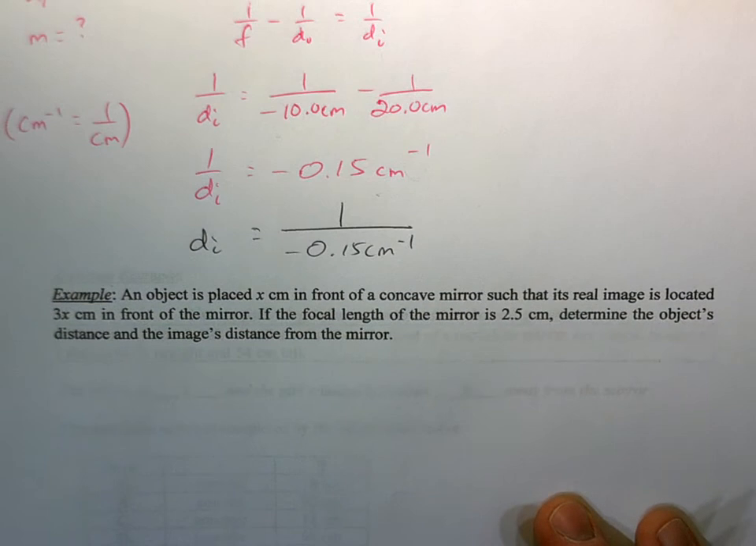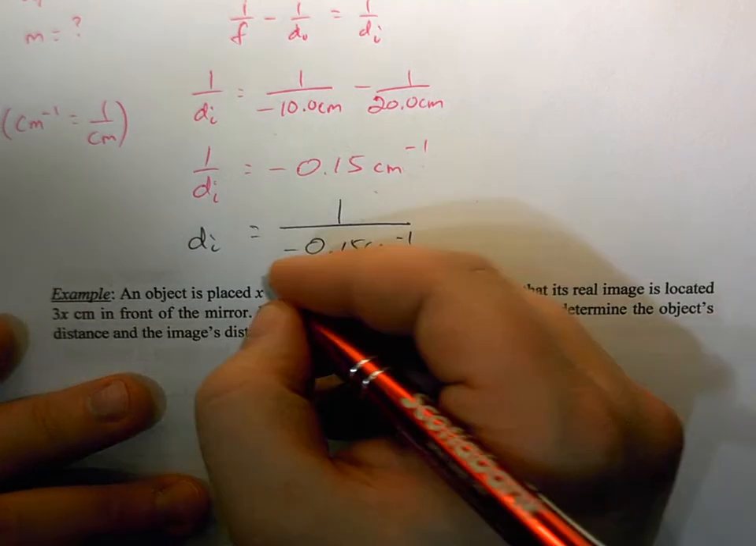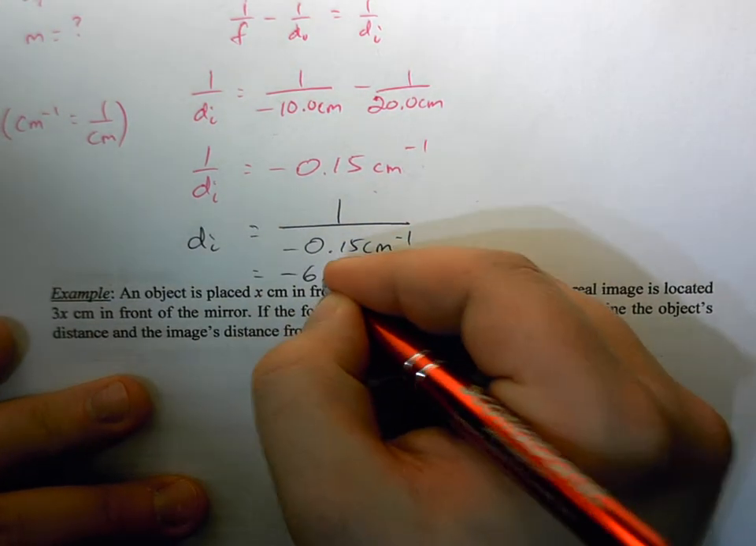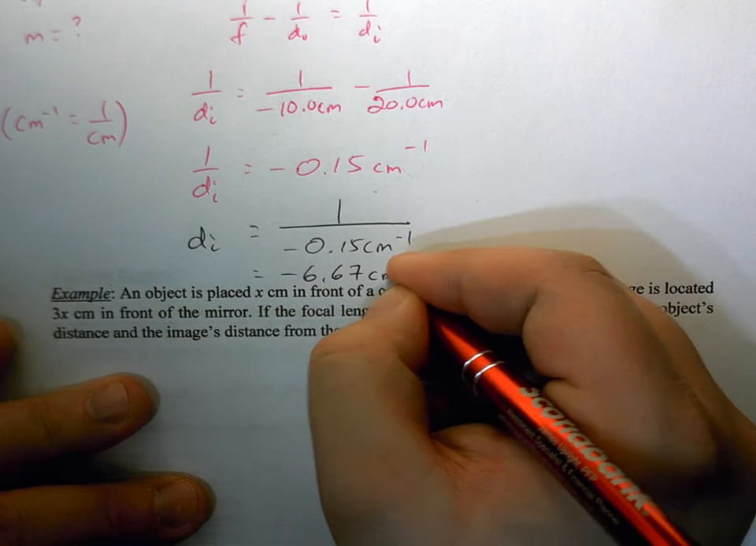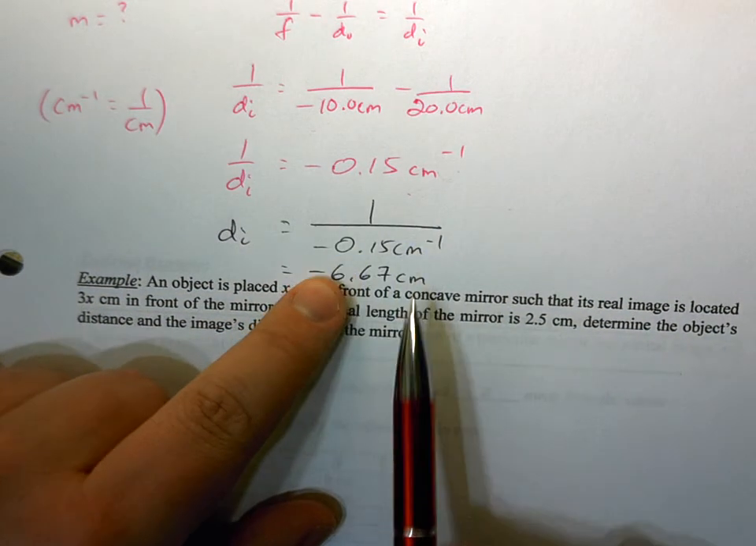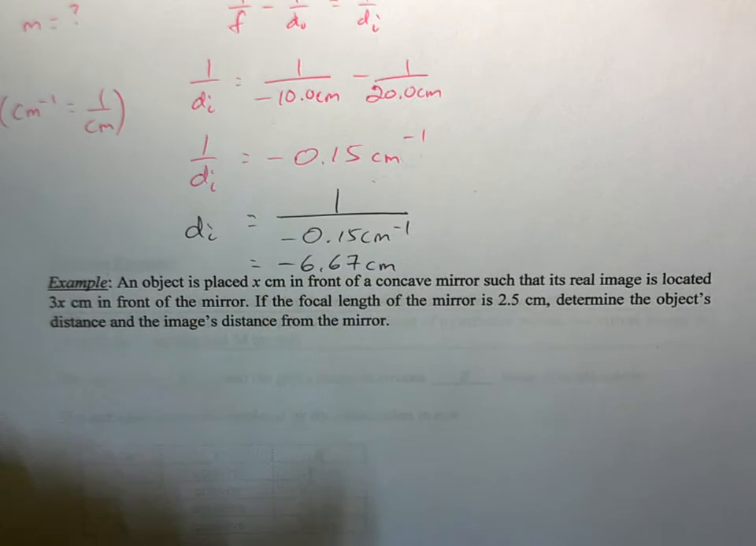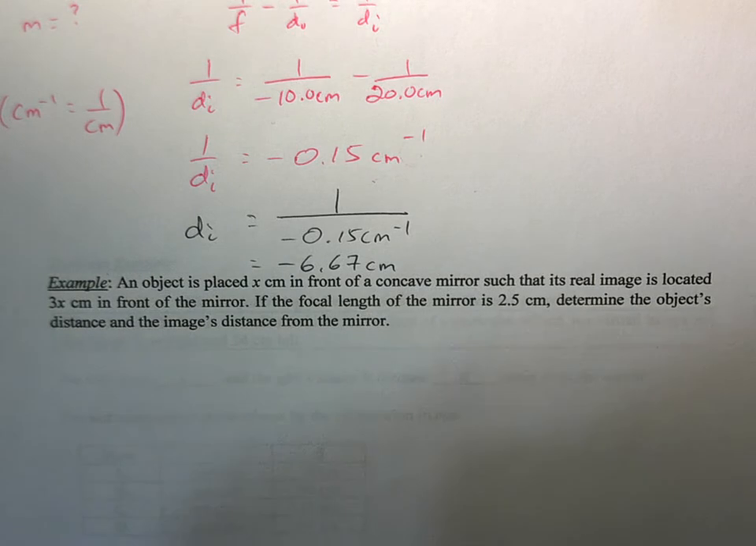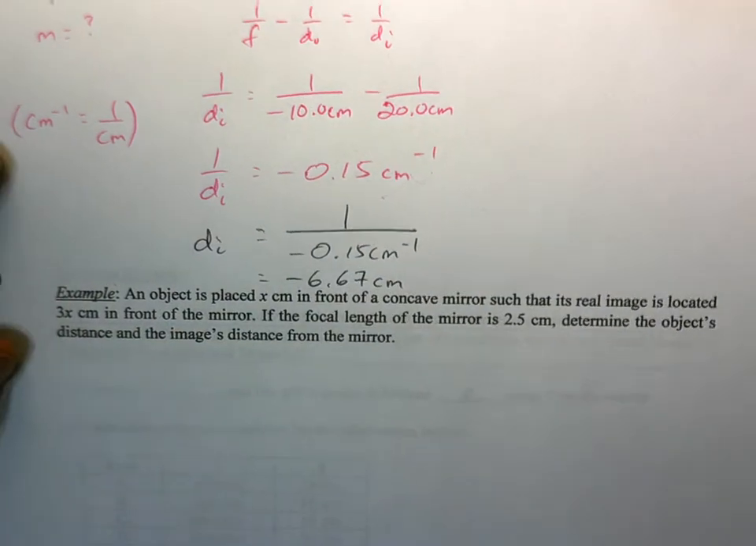So if we do the inverse of that, we're going to get about negative 6.67 centimeters. Because now 1 over centimeters is just going to give us centimeters. So the units are a little bit finicky on this, just because, again, we're dealing with fractions and all that. So I get DI is equal to negative 6.67 centimeters. So then we also want to find the magnification.